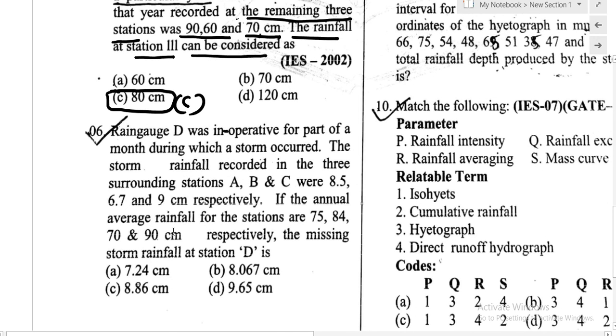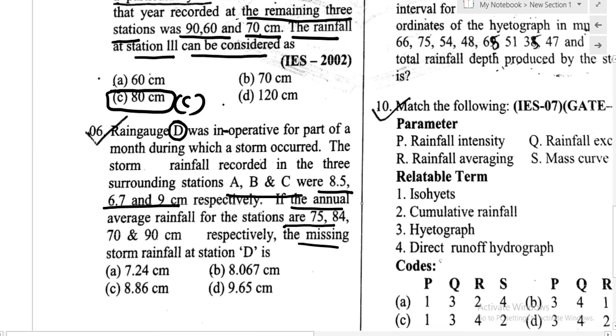Rain gauge D was inoperative for a part of the month during which a storm occurred. The storm rainfall recorded in the 3 surrounding stations A, B, C is how much? D was inoperative, so A, B, C recorded 8.5, 6.79 centimeter. If the annual average rainfall for the stations is 75, 84 and 90 centimeter, then the missing storm rainfall at that particular station is how much?